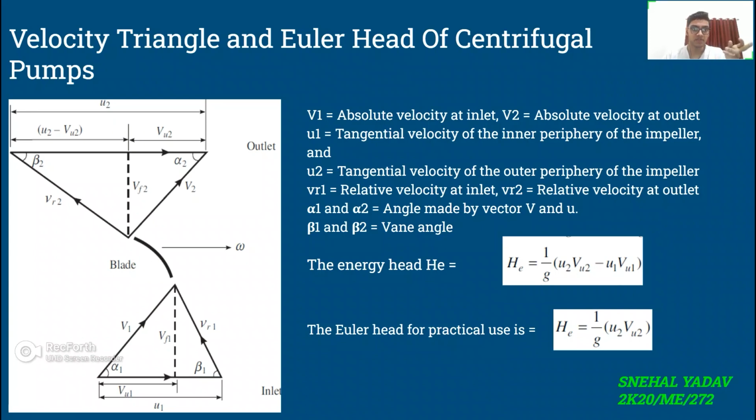The next one is vf1 and vf2, which are the flow velocities. Those are the vertical components of v1 and v2, and vw1 and vw2 are the horizontal components. So the energy head over here is He is equal to 1 by g of vw2 u2 minus vw1 u1. The Euler head for practical use that we use is He is equal to vw2 u2 by g.